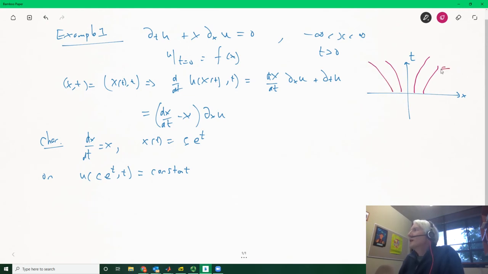So on these curves here, u is a constant. Okay, so we've got to trace it back here, and this, of course, is given by f of x, right? Whatever the value at 0. Okay, so we set t equal to 0, and we get u of c e to the t comma 0 must be f of c e to the t.